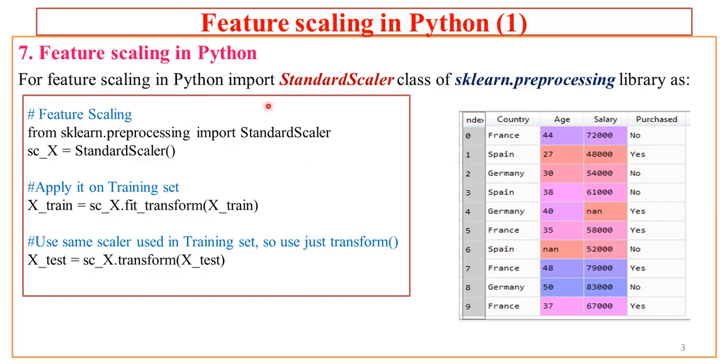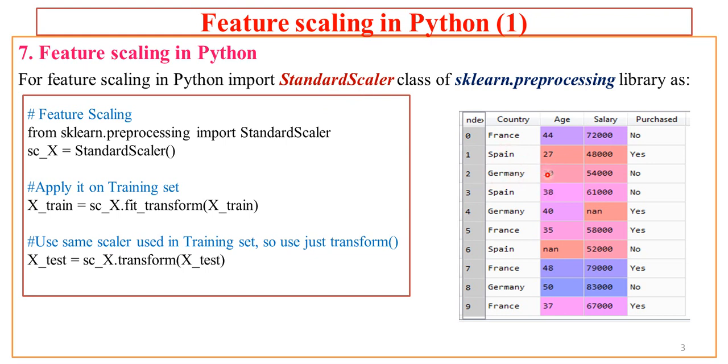Now here feature scaling in Python is done by importing the StandardScaler class of the sklearn preprocessing library. Now we have already learned so many things about the preprocessing library. We have imported so many classes, in the sense whatever we were required in the data preprocessing part. So in that context we have used different classes of the sklearn library. Now here, in case of applying feature scaling on the given data set, we are going to use the StandardScaler class.